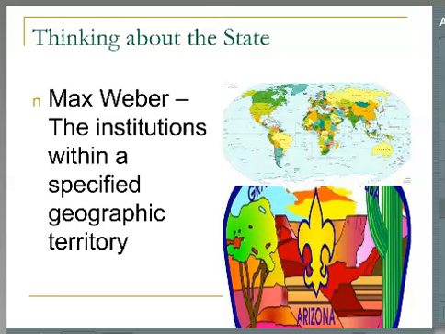Here we have the Boy Scouts with their Grand Canyon Council. There's a line drawn, and as you go from Arizona to Utah, for example, you cross over into a different jurisdiction, a different council for the Boy Scouts.